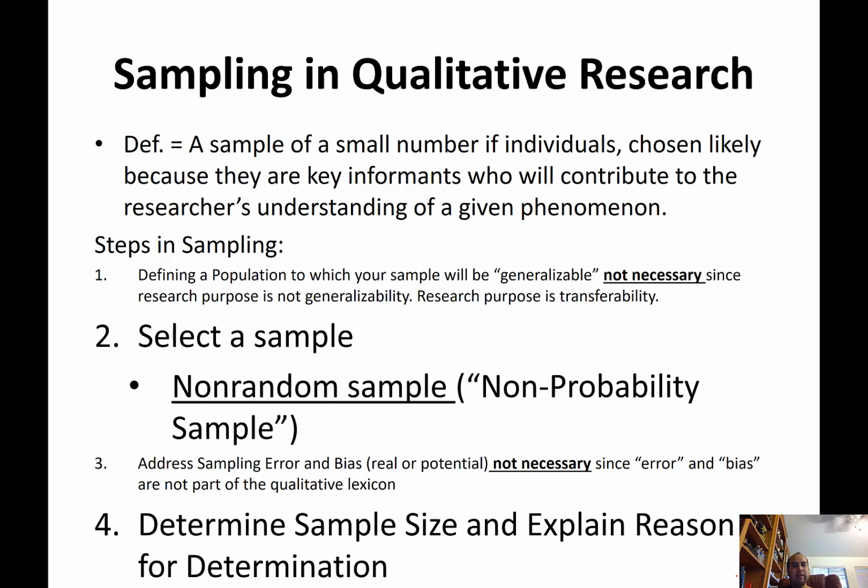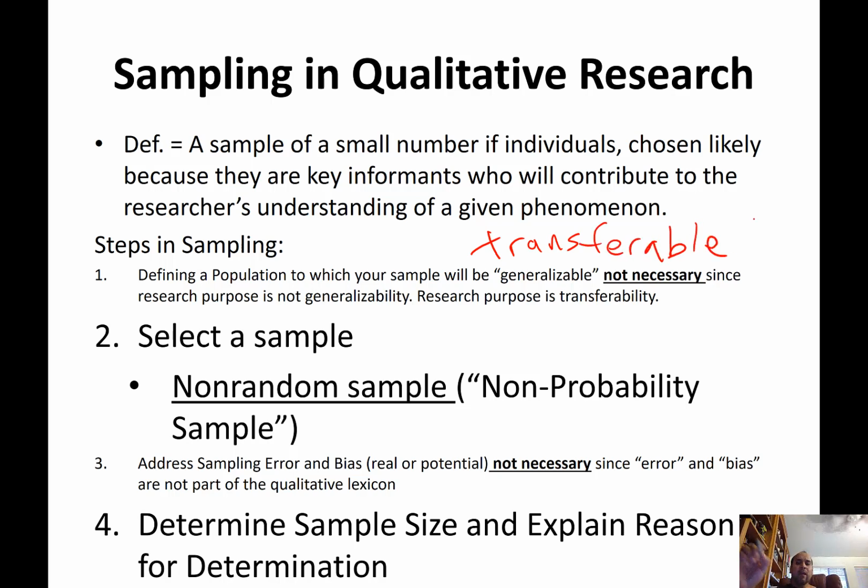Qualitative is a little bit different. The definition is a sample of a small number of individuals chosen likely because they are key informants that are going to contribute to the understanding of the phenomena. So there are steps. First is you define a population, not necessarily generalizable, but the word that we use a lot is transferability. Transferable.